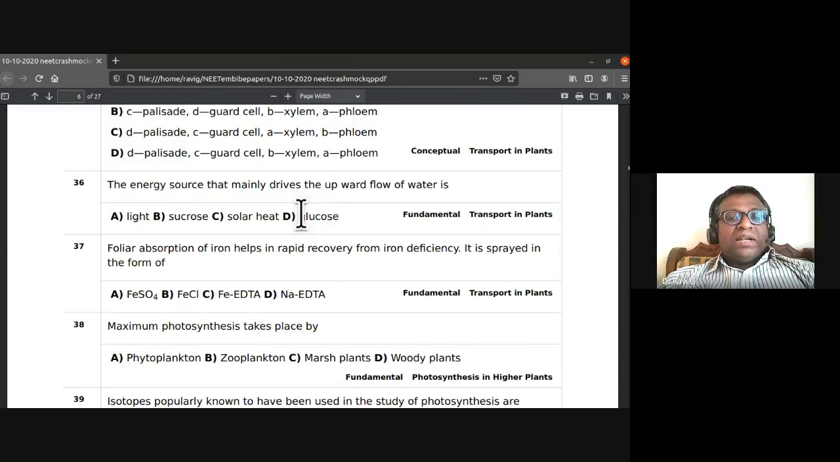The energy source that mainly drives the upward flow of water is light, sucrose, solar heat. Solar heat drives the upward flow of water by evaporation. So by transpiration, water is lost. So by evaporation, the solar heat is the main energy source that drives the upward flow of water.